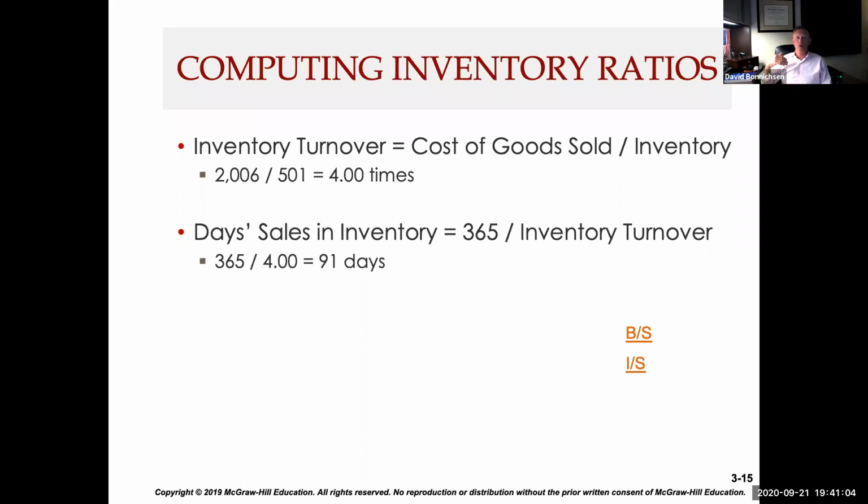Okay, so what does that mean? How many days sales do we have sitting on the shelf? Well, we take 365, which is the number of days in a year, and we divide that by the number of times we turn our inventory, and we get the number of days that are sitting on the shelf. 365 divided by 4, so we get 91 days. So this company has 91 days of product that's sitting there in the warehouse waiting to be sold, right?